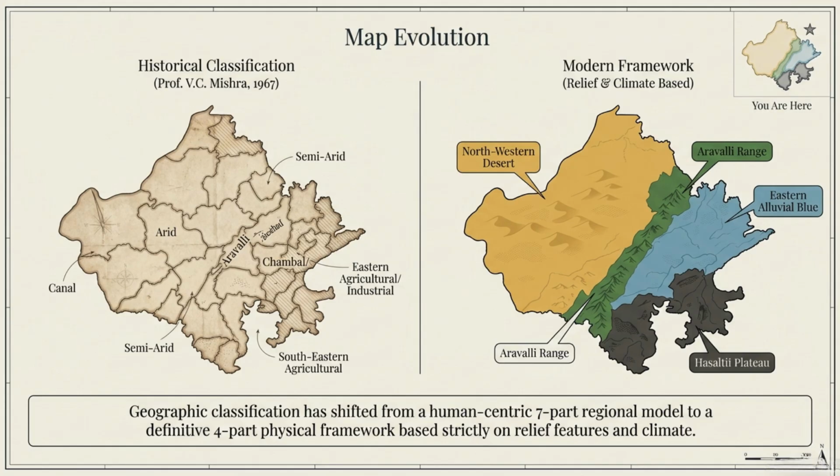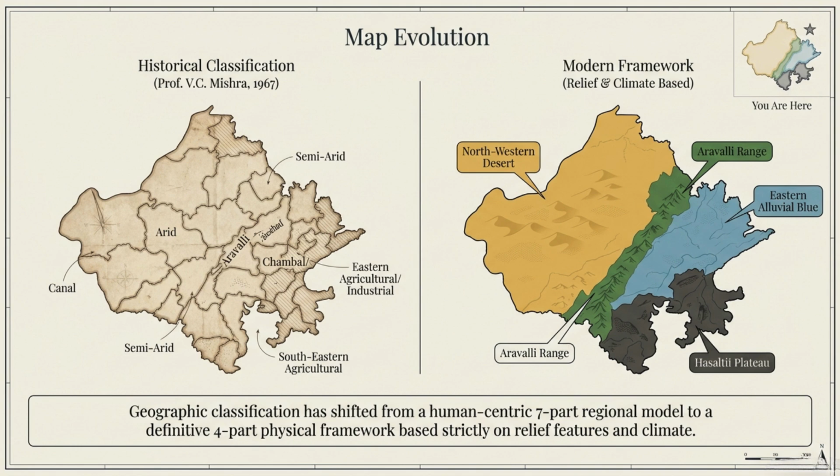To truly understand Rajasthan's landscape, we must look at how our geographic classification has evolved. Back in 1967, Professor V.C. Mishra proposed a human-centric, seven-part regional model. Over time, however, geography shifted toward a definitive four-part physical framework based strictly on relief features and climate.